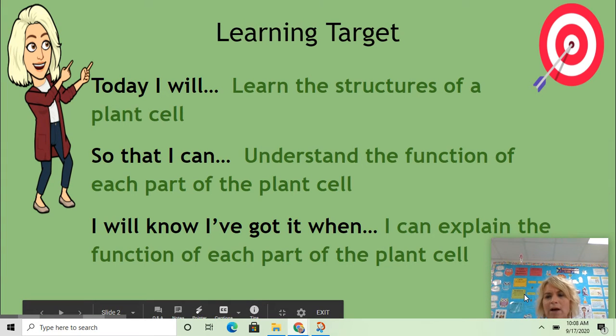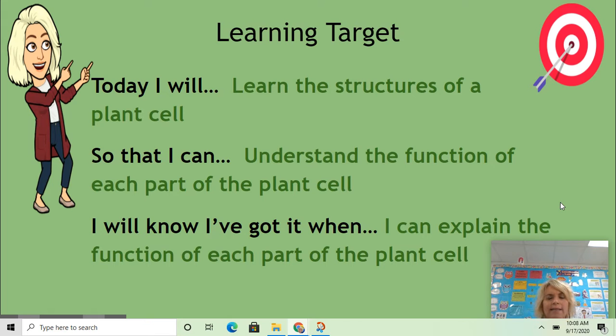So let me just start off by saying today's lesson will be a little difficult to understand because it's hard to imagine what it looks like on the inside of a plant leaf. So don't stress. This is something we'll continue to work on when you get back to school with me. But today we are going to learn the structures.